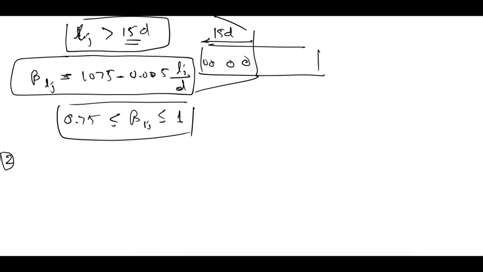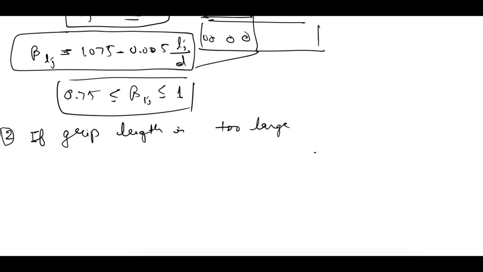Now the second one is if grip length is too large. If grip length is too large, that is applied when we have a joint like this.